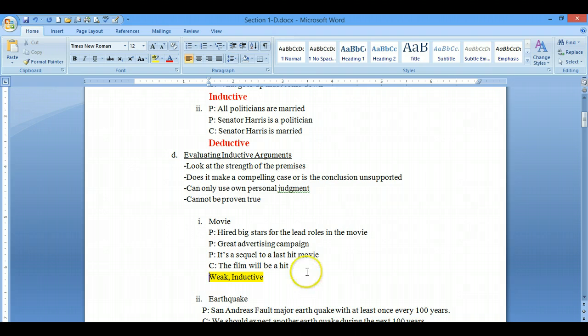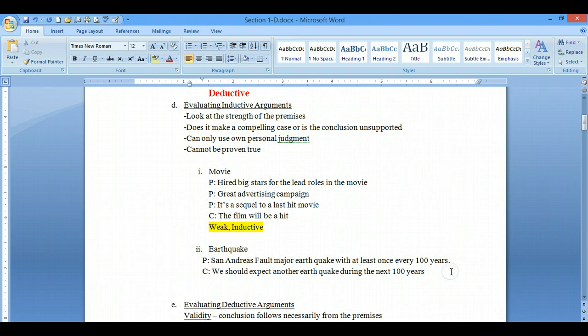In this case, I'm just going to use the highlighter. Now moving on to the second example, earthquake. The premise is the San Andreas Fault has a major earthquake at least once every 100 years. The conclusion, we should expect another earthquake during the next 100 years. So the premise is that I have this earthquake, and it is backed by historical documentation that it happens on the San Andreas Fault. Then the conclusion is, for the next 100 years, watch out, something's going to happen.